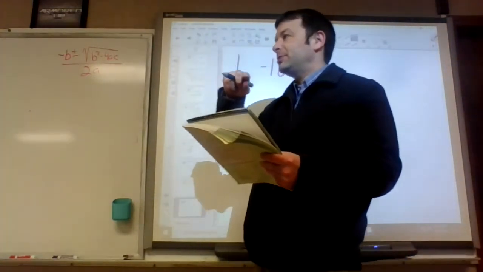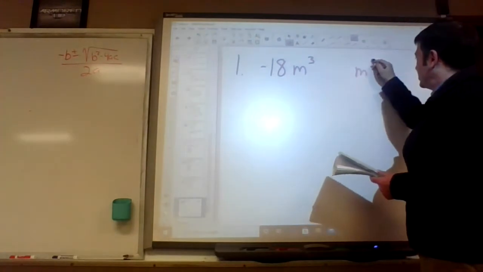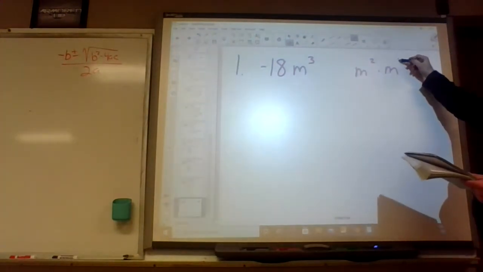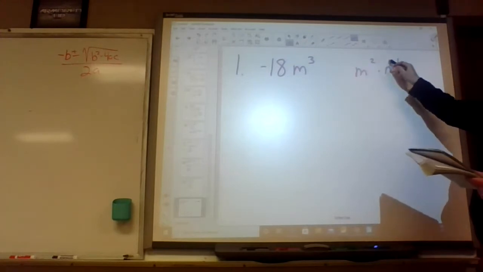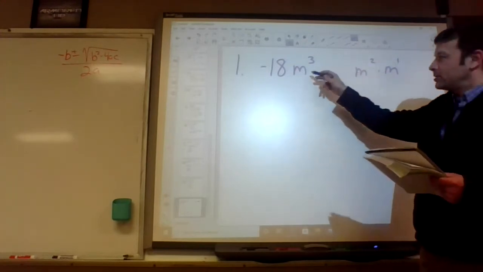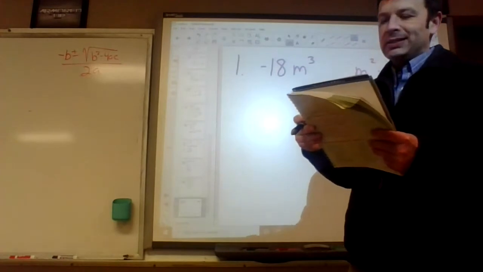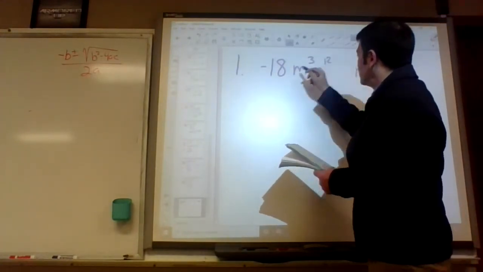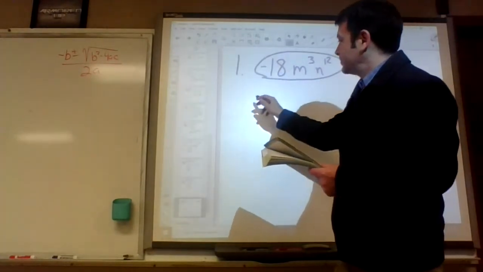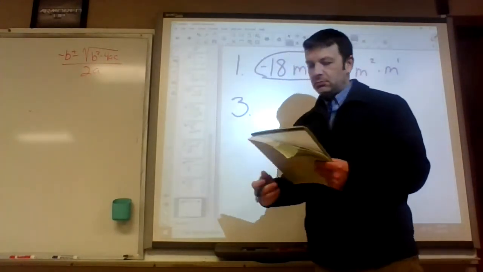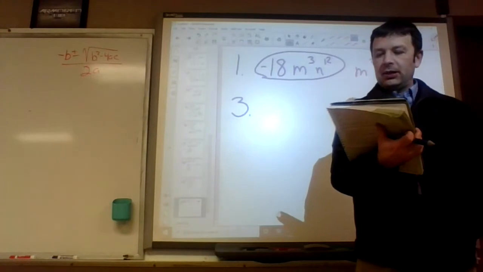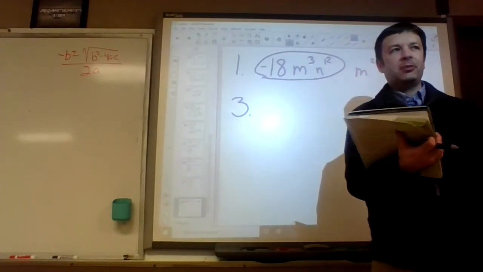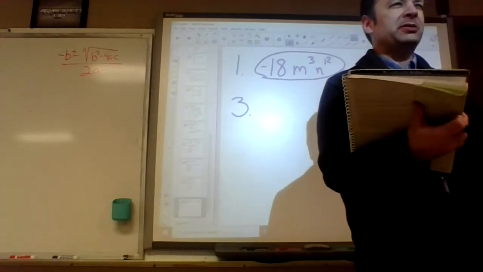M times m. So we did m squared times m, basically. And since it just says m, that means there's one of them. So 3 m's multiplied together, m cubed. And then how many n's in that? 12, okay. So that would be number 1.